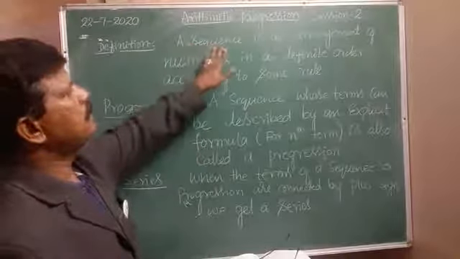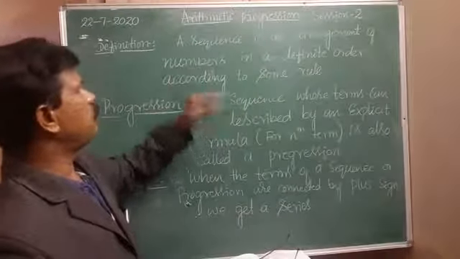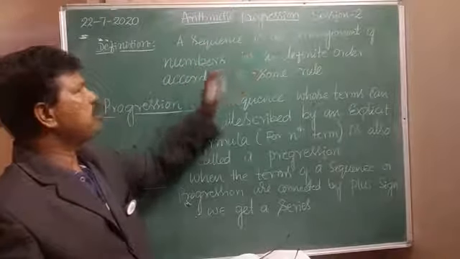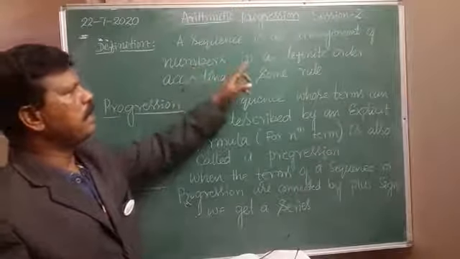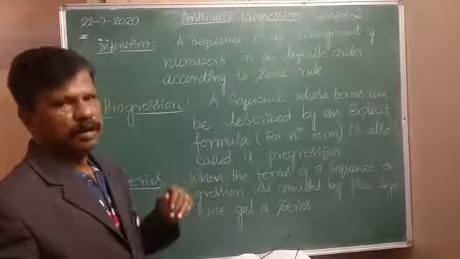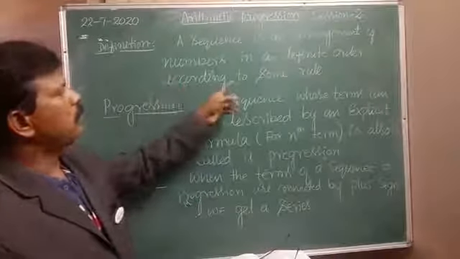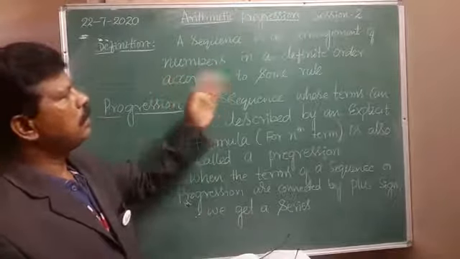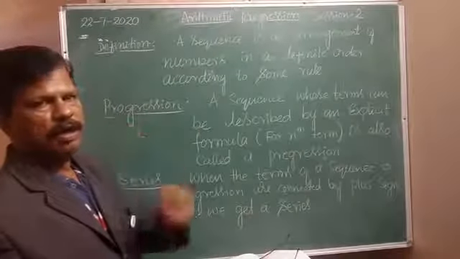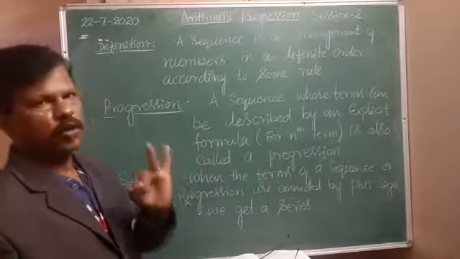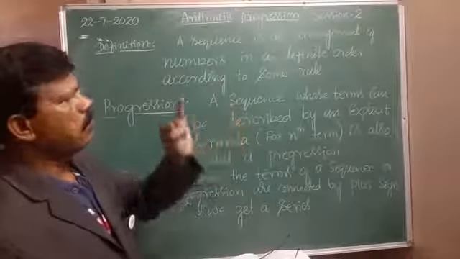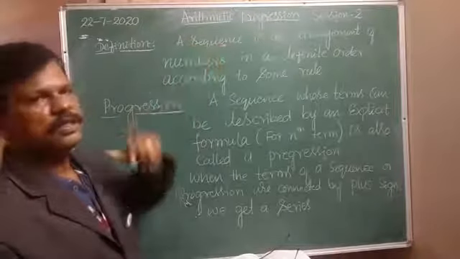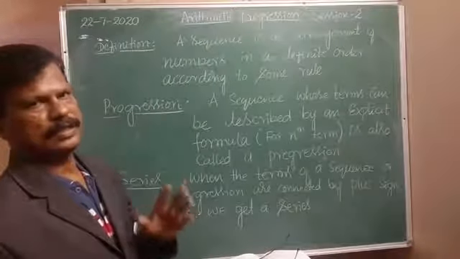A sequence is an arrangement of numbers in a definite order according to some rule. So there are two things. One is order and another one is rule. If it satisfies both the order and rule, then the set of numbers is called a sequence.